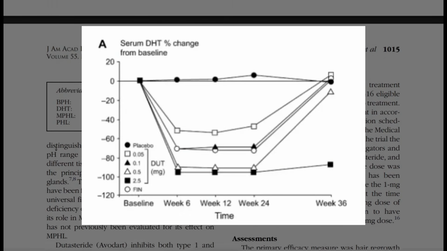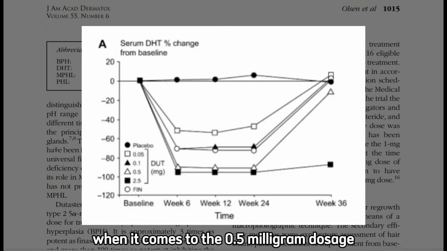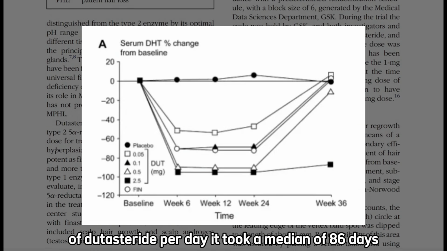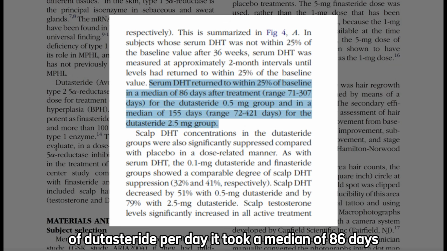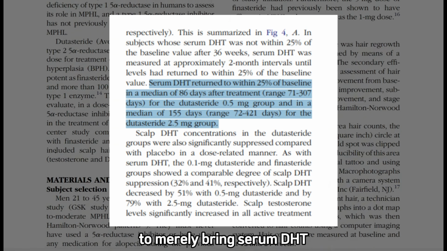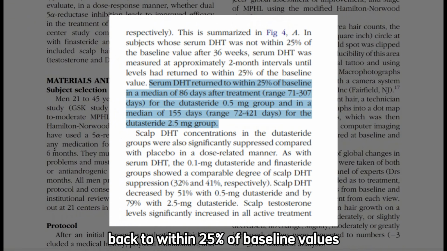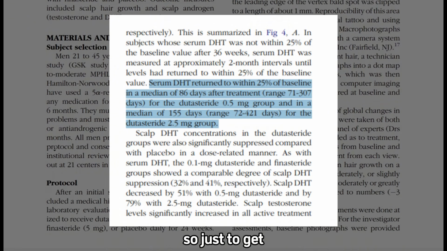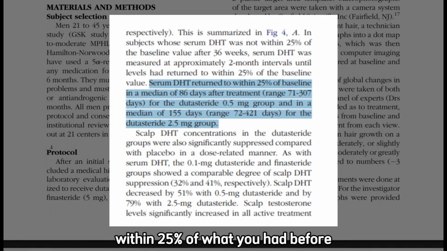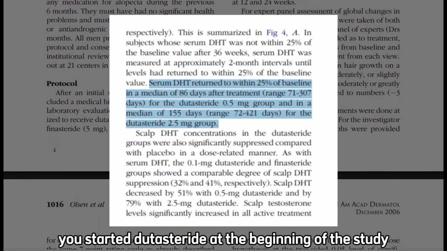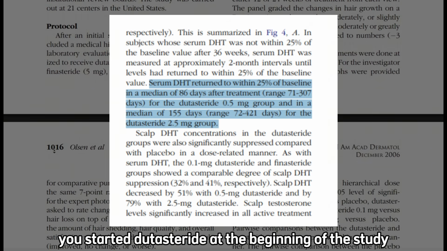medication was stopped. To give us an idea, when it comes to the 0.5 milligram dosage of dutasteride per day, it took a median of 86 days to merely bring serum DHT back to within 25% of baseline values. So just to get within 25% of what you had before you started dutasteride at the beginning of the study.